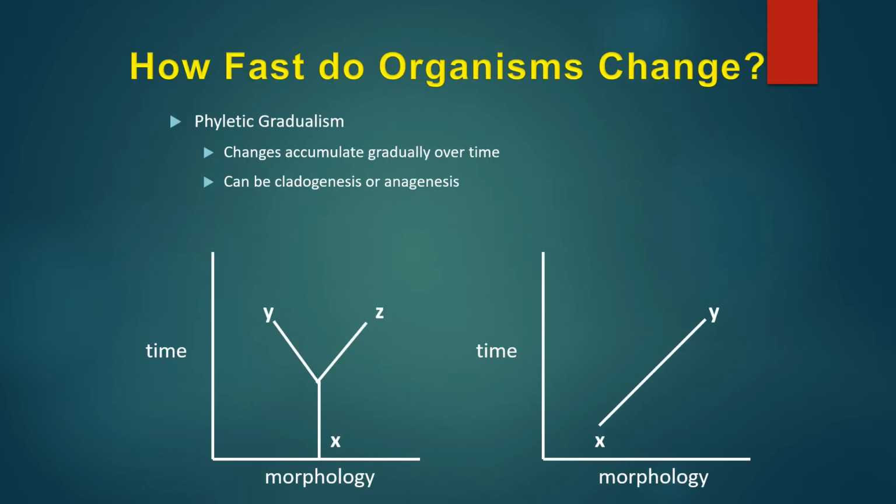So how fast do organisms change? This is called phyletic gradualism, which is essentially saying that changes accumulate gradually over time. And this can be related to either cladogenesis or anagenesis. What we're really looking at is how morphology changes over time, right? So in terms of anagenesis, at some arbitrary division, that morphology changes enough to be considered a separate species. And in terms of cladogenesis, usually at some point there's some sort of event that causes two species to become separated from each other and eventually develop into two distinct species in and of themselves.